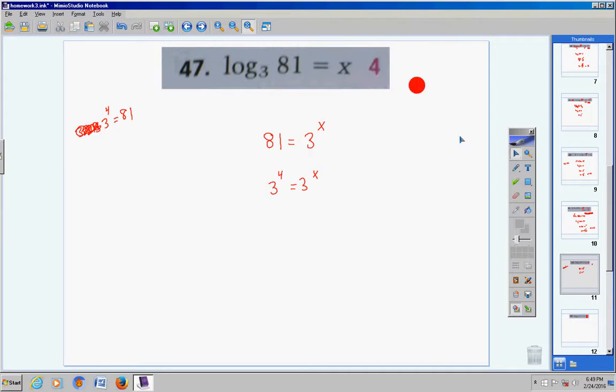And there's really no need to check this answer because there's no x in your argument, so you know for sure your argument's going to be positive. It's going to stay positive. So the answer is 4.